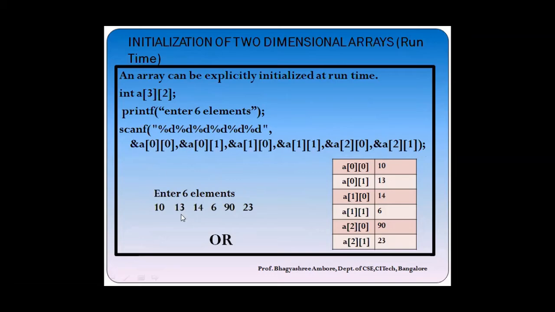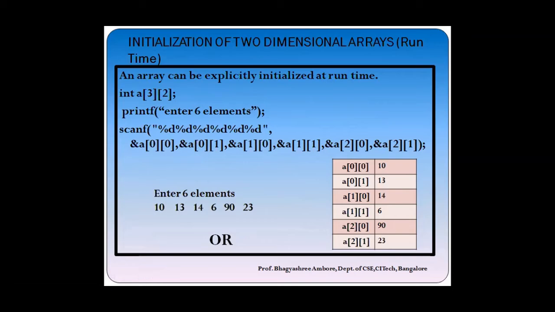The second value, 13, it will scan and place in the position of A of 0, 1. That is the address of A of 0, 1. 13 will be placed here. Similarly, it goes on scanning and placing in its addresses.